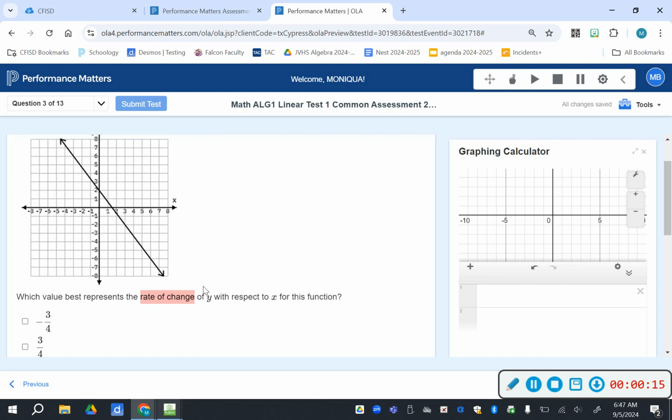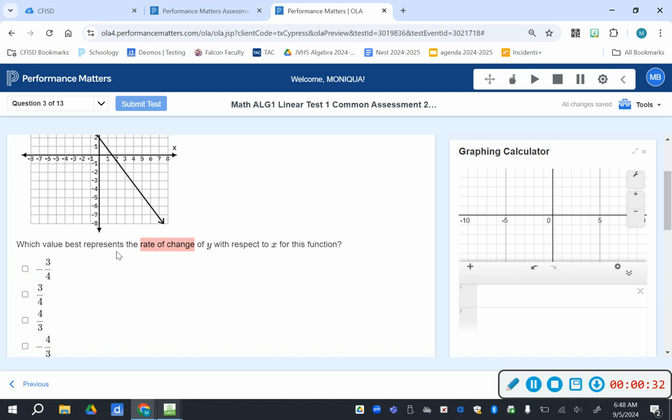A lot of us, like I said, we don't have time to keep saying, oh, find the slope of y with respect to x, or find the rate of change of y with respect to x. So your keyword is rate of change. The other name for rate of change, you should know what that one is in your head. It is slope, or you're also finding the m, okay?